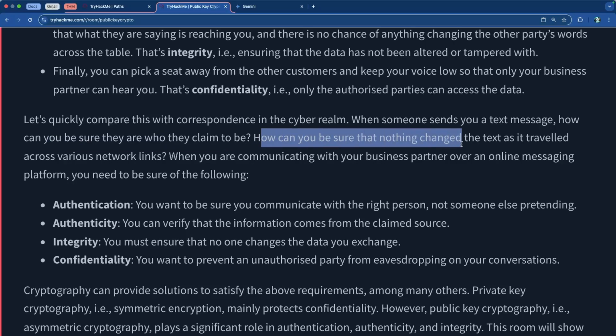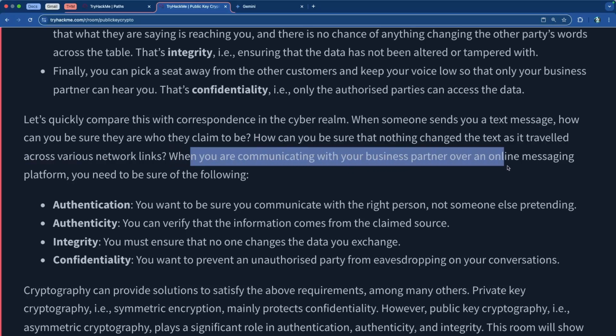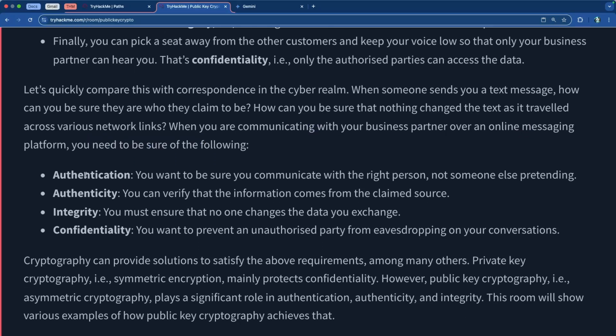How can you be sure that nothing has changed the text as it traveled across the various network links and got to you? When you're communicating with your business partner over an online messaging platform, you need to be sure of the following. Authentication. You want to be sure that who you're communicating with is the actual right person and not someone else that's pretending, which is what happens in a lot of phishing scams. You need to be sure that the information that you're getting is coming from the right sources. It's coming from the actual person that you think you're speaking with.